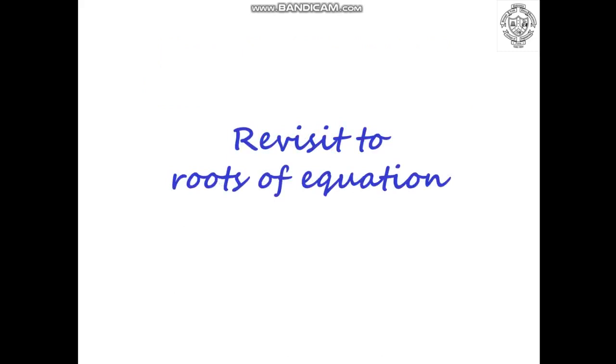So before we start studying the various approximation methods for solving roots of equations, we will have a revision of the fundamentals of roots of equations.